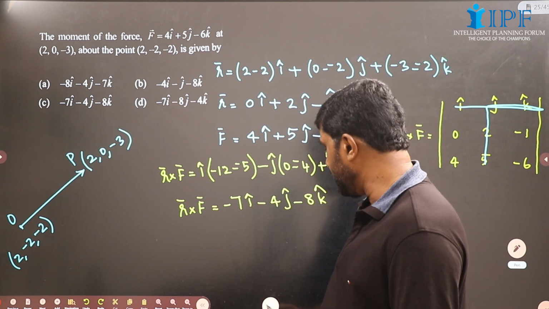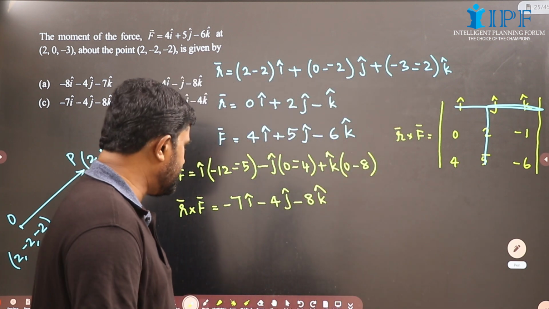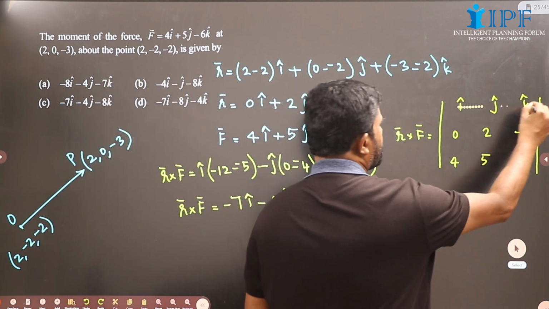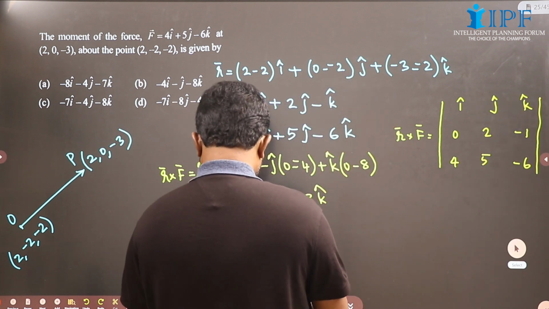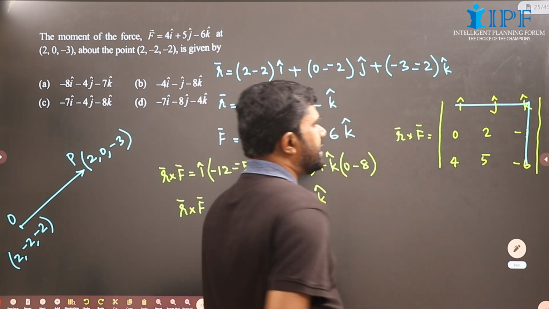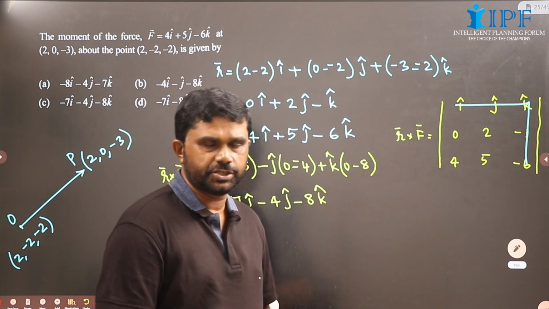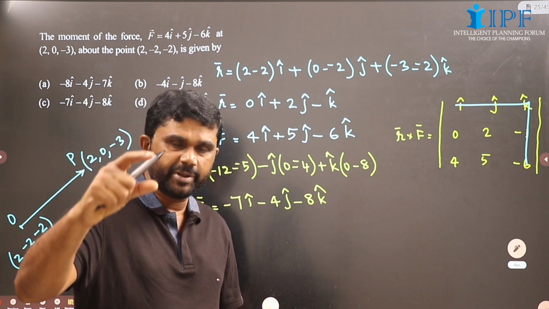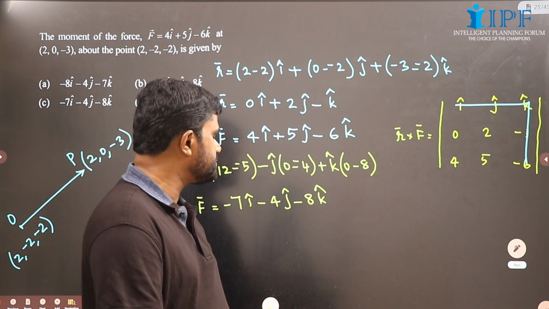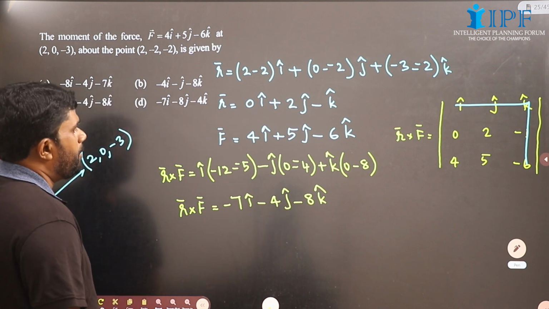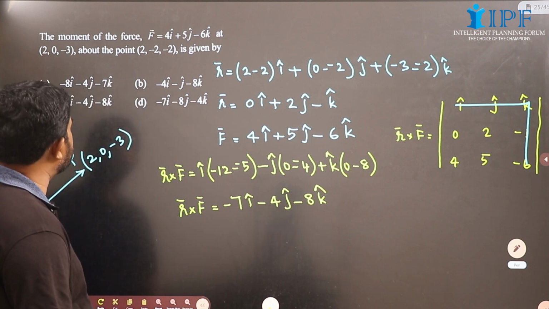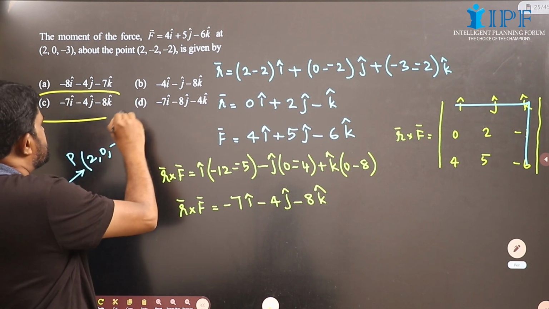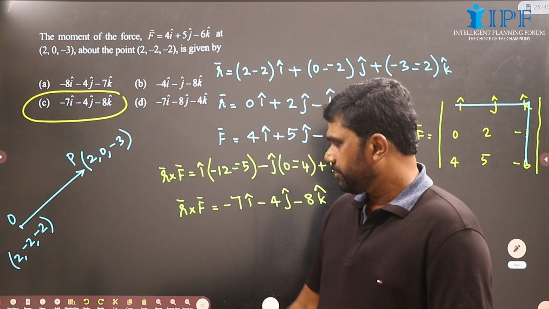And finally we have to take the element k. Then we will have to eliminate the row and column containing that element. Then 0 into 5, that is 0. Minus 4 into 2, that is 8. 0 minus 8, that will be minus 8 into k cap, so it is minus 8k cap. So minus 7i cap, minus 4j cap, minus 8k cap, everything negative. So this is the correct option. Now let's see what we have next.